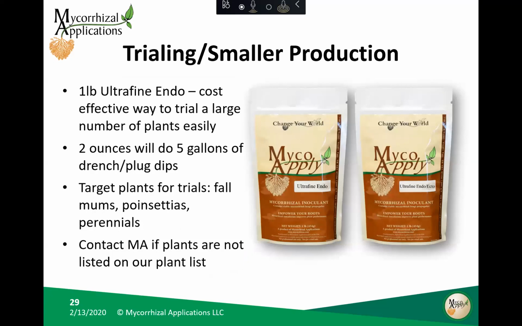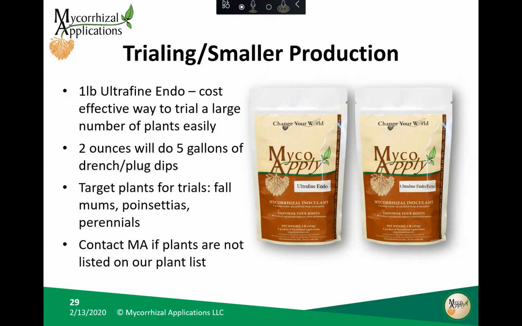One of the things I wanted to touch on is because this is a new product for a lot of people, you don't want to put it through your entire production just based off of a presentation or something that someone has said. That's kind of why we came out with these 1-pound bags. We do have it in the ultrafine endo and the ultrafine endo ecto. So if you're doing any trees and shrubs, you could use the endo ecto. This is a very cost-effective way to do a large number of trials.